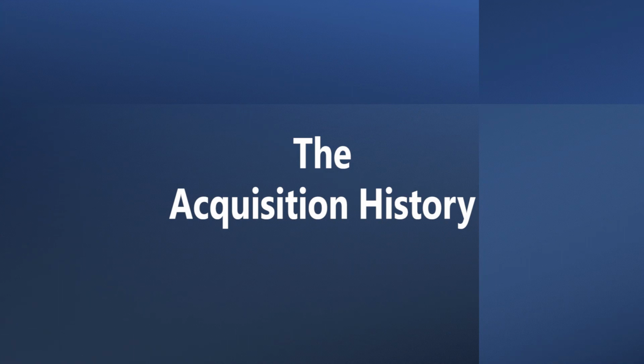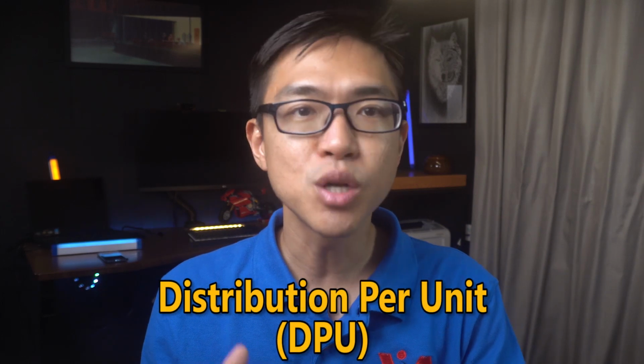Next is looking at the acquisition history. In an ideal situation, we want a REIT with a long list of possible acquisitions from its sponsor, and the sponsor will sell these properties over to the REIT at an attractive valuation so that these acquisitions can be accretive to unit holders. Accretive means that the distribution per unit for investors would increase after the acquisition. And in this way, investors would end up getting a higher yield after every purchase.